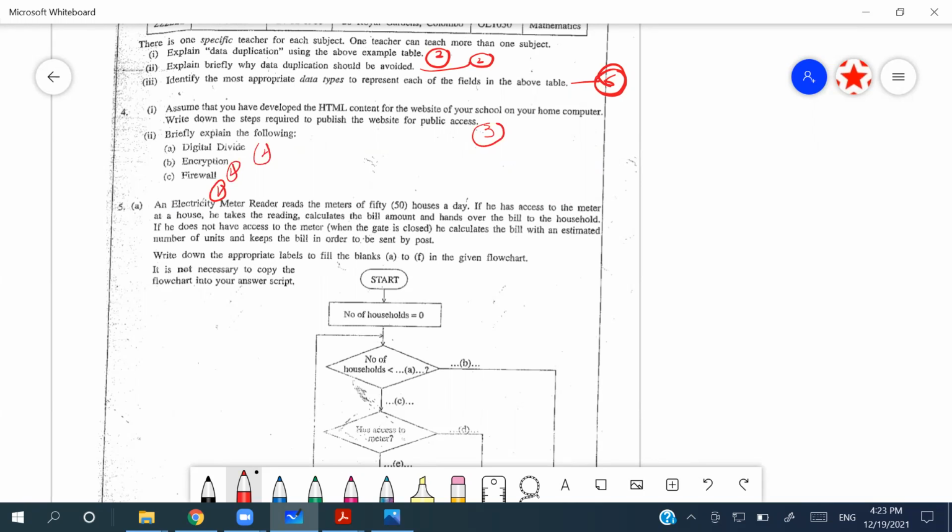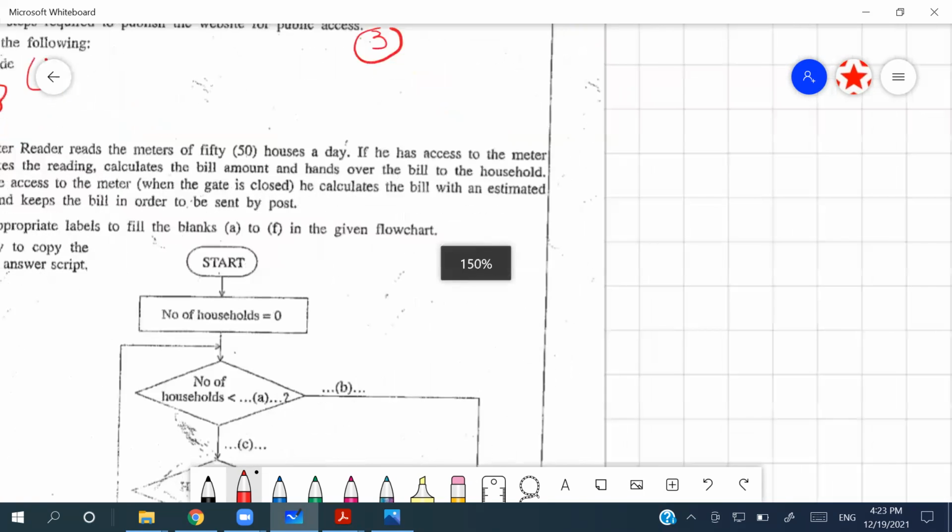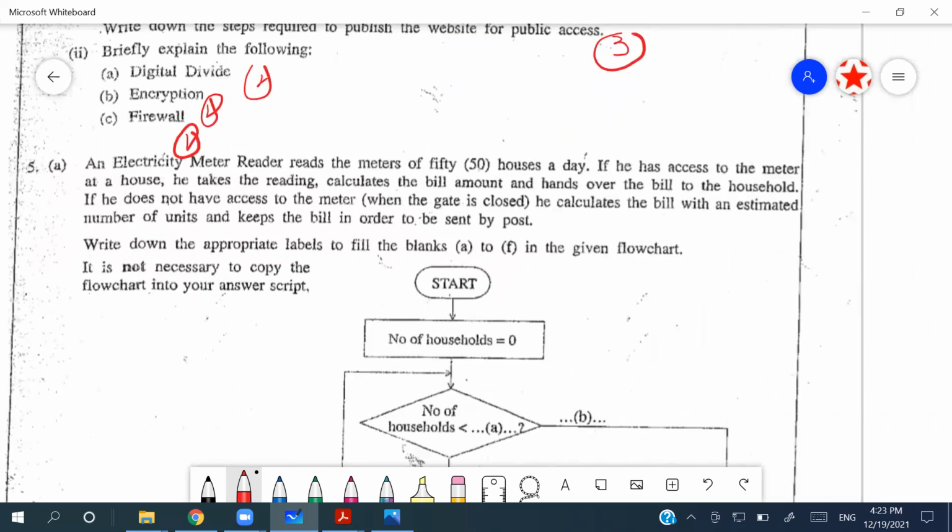Okay, so the 5th one says an electricity meter reader reads the meter of 50 houses a day. If he has access to the meter at a house, he takes the reading, calculates the bill amount, and hands over the bill to the household. If he does not have access to the meter, he calculates the bill with an estimated number of units and keeps the bill in order to be sent by post.